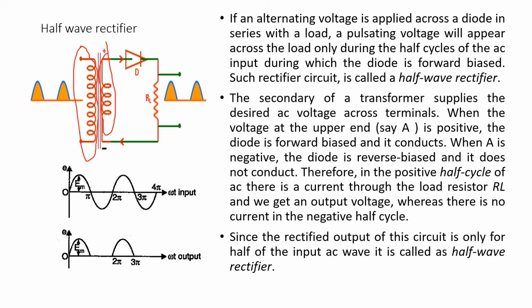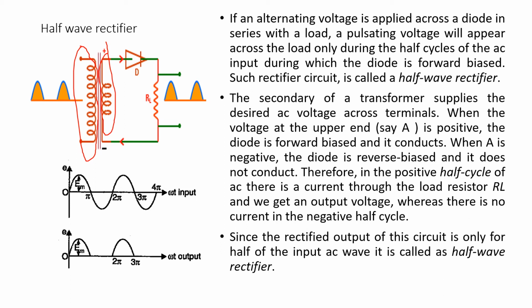From 0 to pi, there will be flow of current. Pi to 2 pi, there is no flow of current. 2 pi to 3 pi, there is a flow of current. And 3 pi to 4 pi, there is no flow of current. If an alternating voltage is applied across the diode in series with a load, a pulsating voltage will appear across the load only during the positive half cycle, when the diode D is forward biased. Such a rectifier is called a half-wave rectifier because current appears only for half of the wave. Please note, in a half-wave rectifier, only a single diode is used.